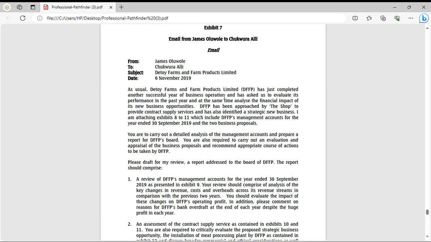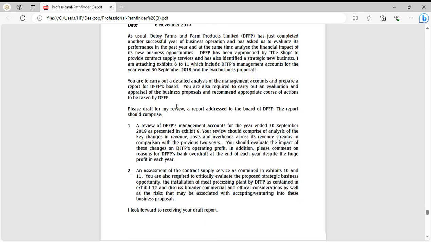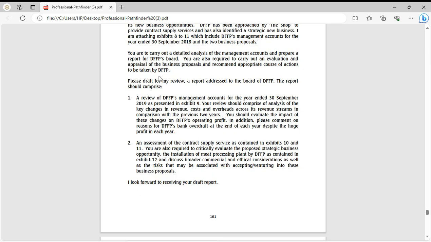Now to the requirements. Now remember you're working for Oluwole and Co. So an email from James Oluwole to Chukura Ali. I know you are Chukura Ali in this case. So an email that was sent to you about Detroit Farm Products Limited. You were asked to draft a report addressed to the board of DFP. So this is another way to know if you are preparing an external report. You are asked to prepare a report for DFP. DFP is Detroit Farm Products, right?